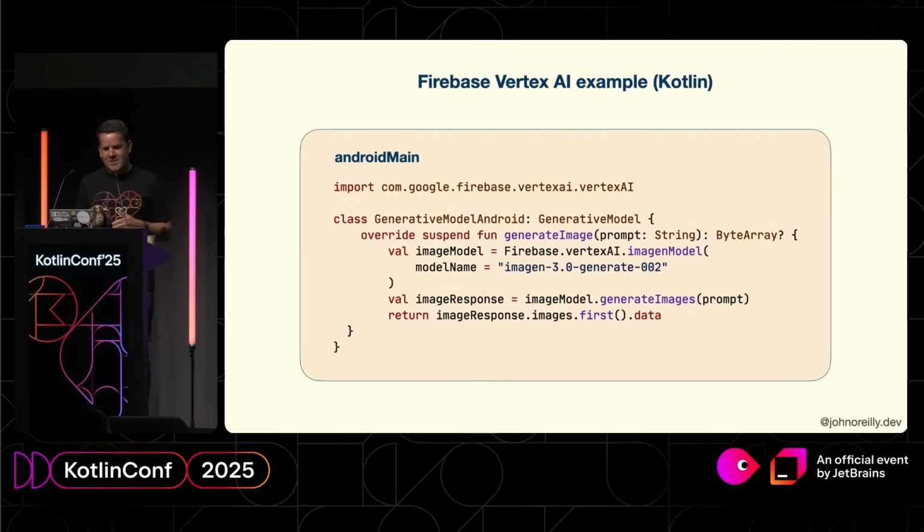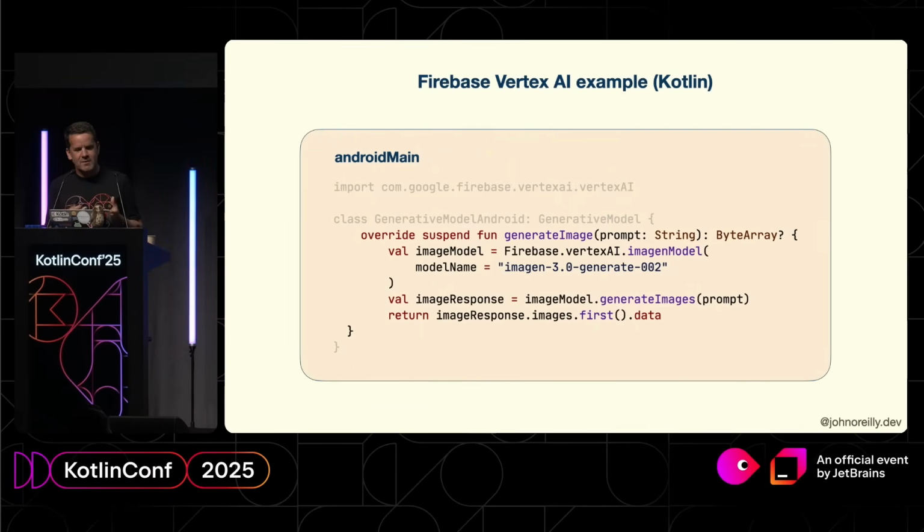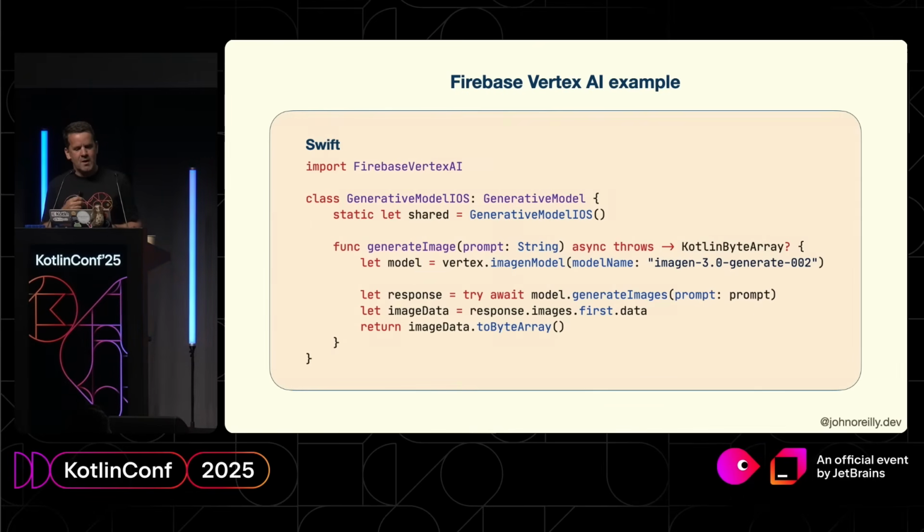And this is the implementation on Android, using the associated Firebase Vertex Android Gradle dependencies. It creates an image model using that library, and from that generates an image using the supplied prompt. And we can implement that same Kotlin interface in Swift code, this time making use of APIs from the Firebase Swift package to do the same thing.